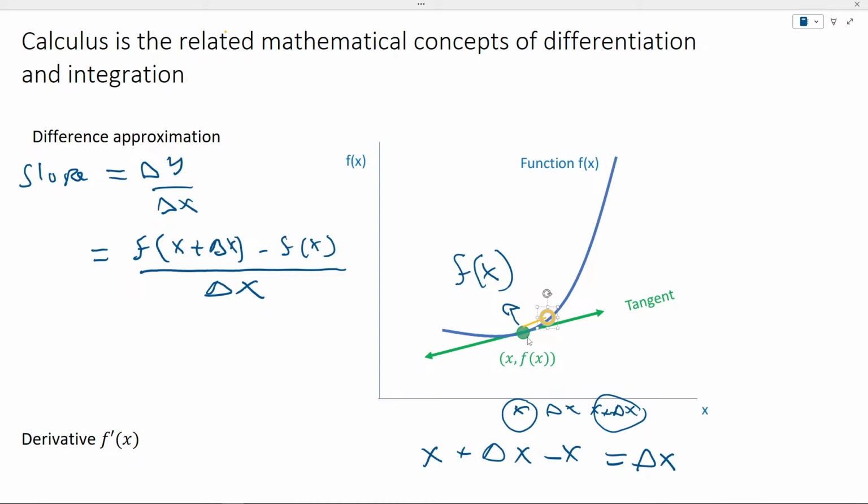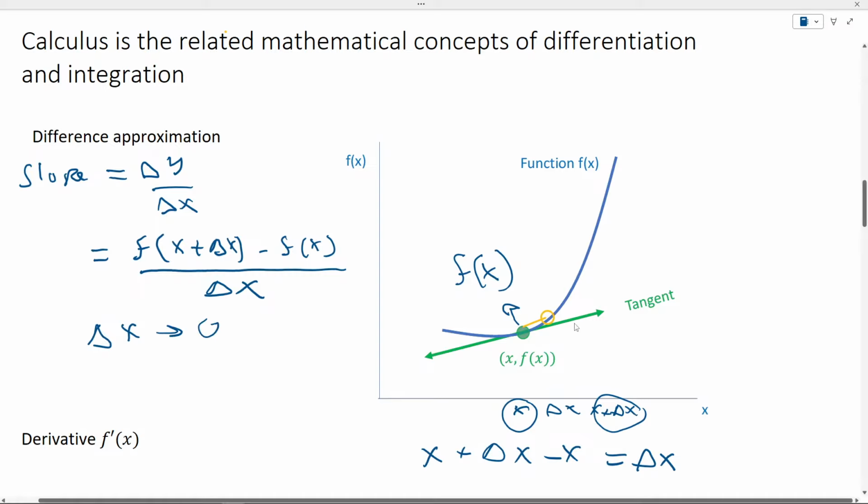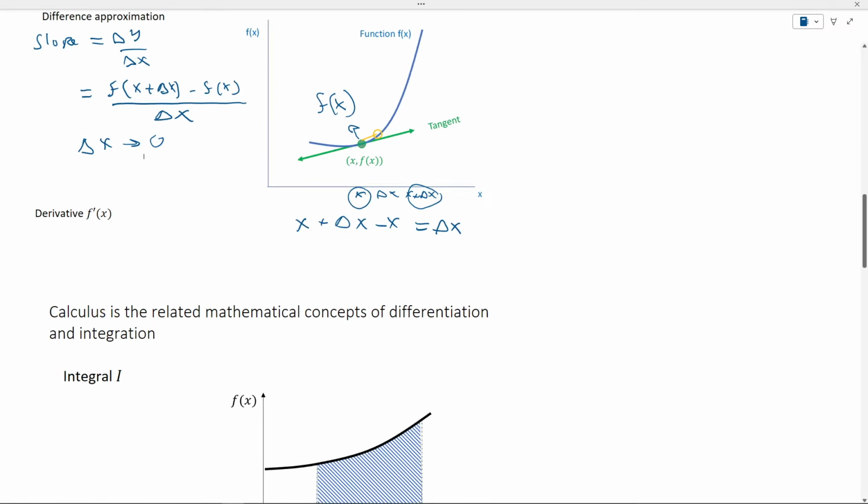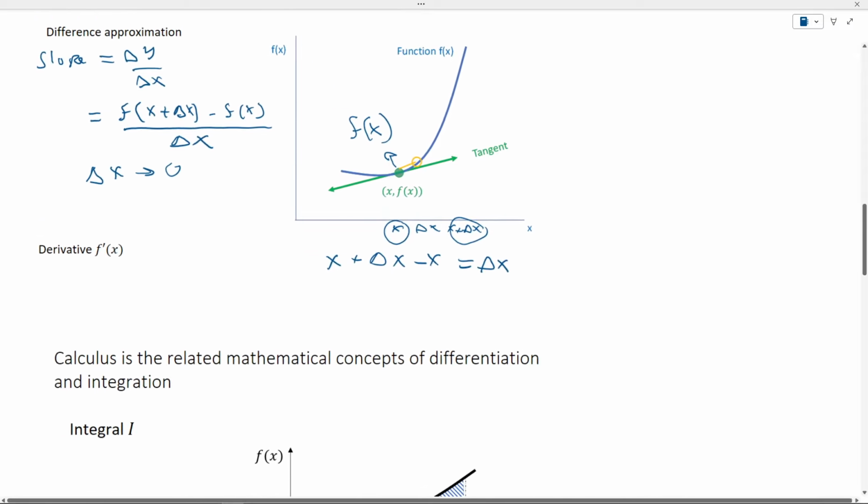So what we can do is, if delta x goes to zero, if we make this distance very, very small, then the slope of this secant line will be exactly the slope of this tangent line. And in this case, we can write something here. There is a term for this.